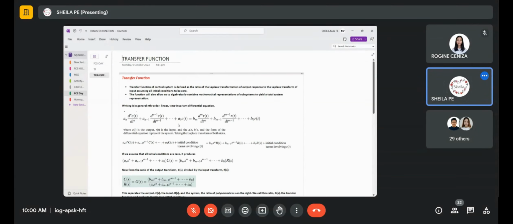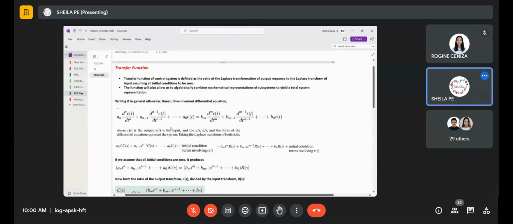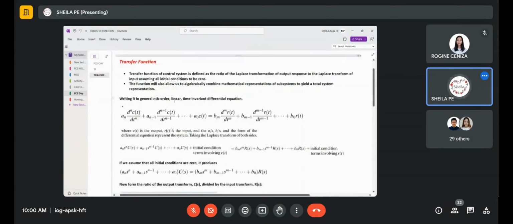Okay. So in here, transfer function, its definition: transfer function of a control system is defined as, is it clear or just a little? Transfer function of a control system is defined as the ratio of Laplace transform of output response to the Laplace transform of the input, assuming all initial conditions to be zero. The function will also allow us to algebraically combine mathematical representations of subsystems to yield a total system representation.